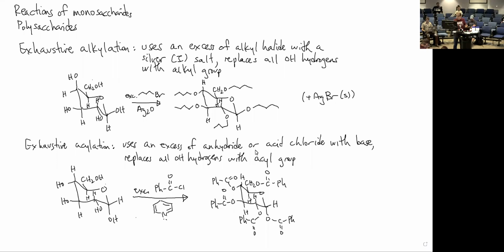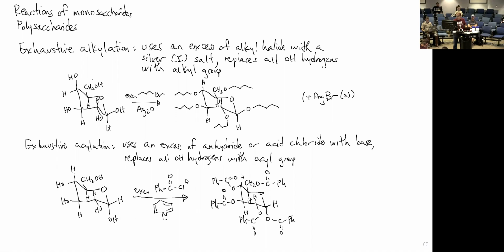We also talked about exhaustive acylation, in which we're going to take our monosaccharide. This one happens to be glucose in the, let me see, alpha form. This is the alpha anomer because the anomeric OH is down. This one, of course, would be the beta anomer because the anomeric OH is up. But here it's the alpha anomer.